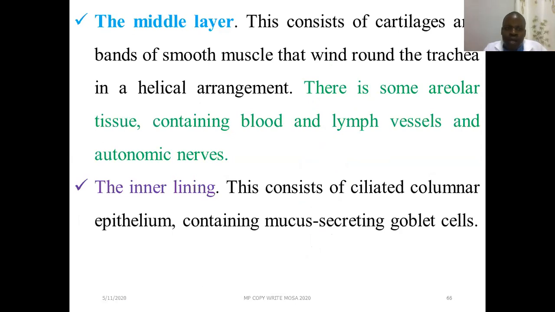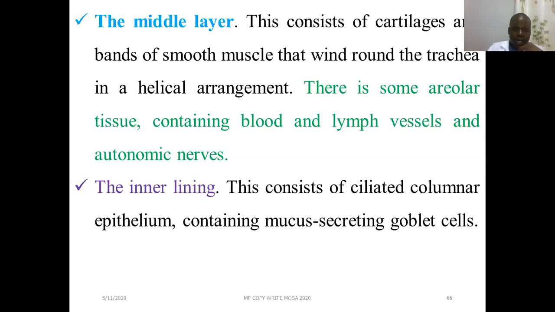wind round the trachea in a helical arrangement. There is some areolar tissue containing blood and lymph vessels and autonomic nerves. So the middle layer, as I was saying, also consists of cartilages and bands of muscle which go round the trachea to strengthen it. It also has areolar tissue and some lymph vessels and autonomic nerves. All these provide protection to the trachea.